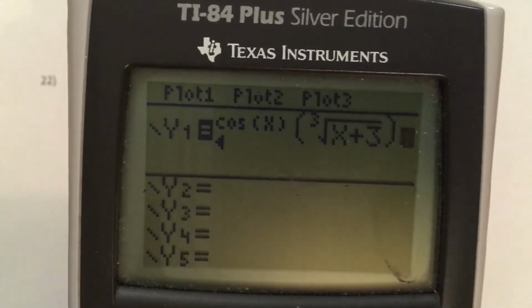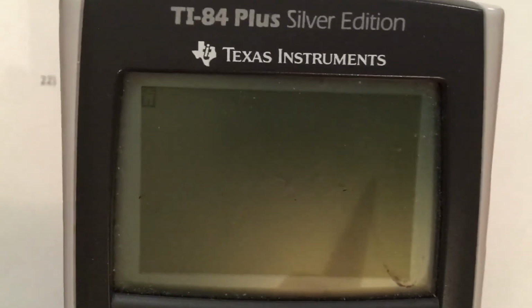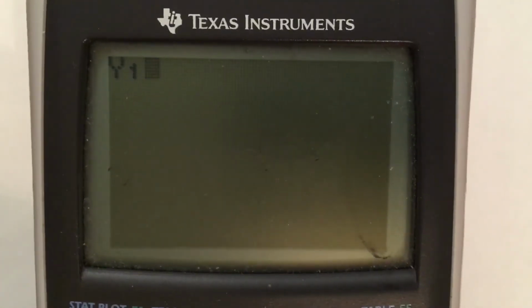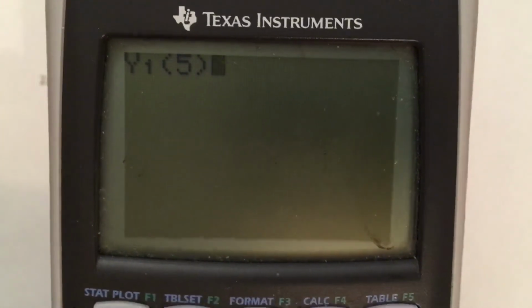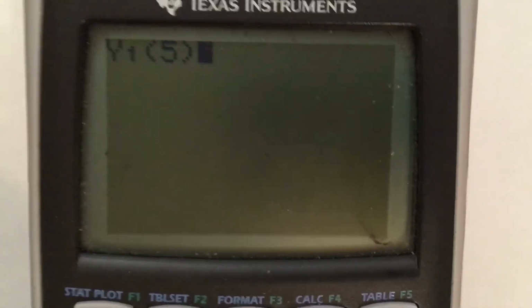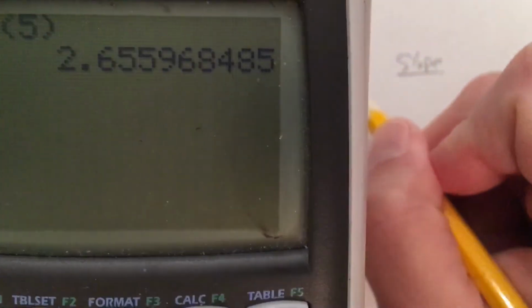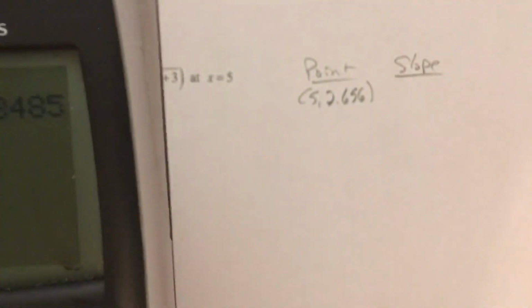I want to show you kind of a slick way to do it, and so this is what I'm going to do. I'm going to go alpha trace, and I'm going to pick y1. That's the function we just put in there. And I'm going to go parenthesis 5. I'm going to do it like in function notation here. Okay. When I hit enter, it puts 5 into that and gives me the point 2.656. So that's what we're going to put there, 2.656 for that.